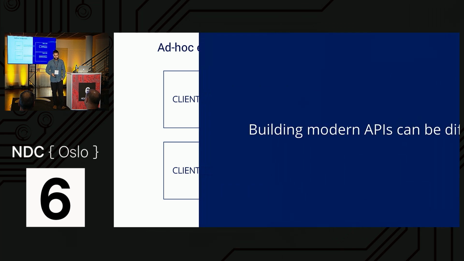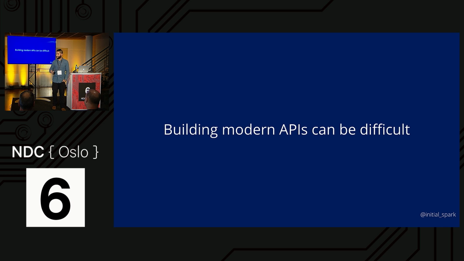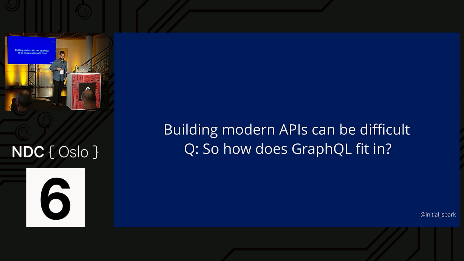So building APIs today is kind of difficult. As we've seen, there are quite a few challenges that face us, and we need to overcome those. So how does GraphQL fit into this equation? That's a good question.